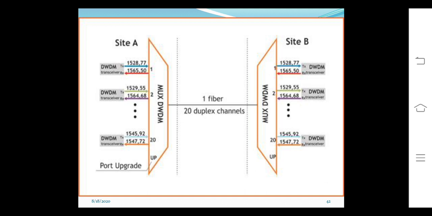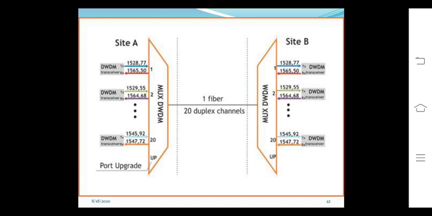So this is the diagram which shows a DWDM. You can see the DWDM transmitters, which will also act as receivers, so it's mentioned as transceivers. 1, 2, up to n number, depending on how much we are going to upgrade. So here up to 20 channels have been shown.